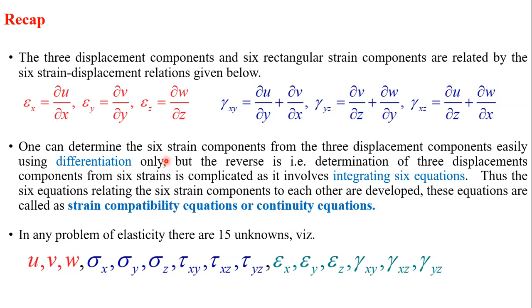If the three displacement components u, v and w are given, we can easily calculate epsilon x, epsilon y and epsilon z by taking differentiation. Similarly, we can calculate the strains gamma xy, gamma yz and gamma xz simply by using differentiation. But the reverse, that is determination of the three displacement components from the six strains, is complicated as it involves integrating the six equations. If somebody asks us to calculate u, v and w from the strains, then we have to use integration, and it will be a complicated problem.